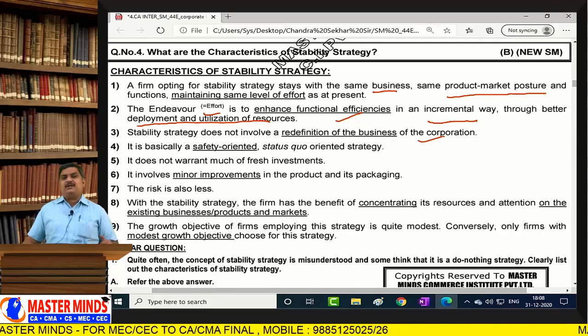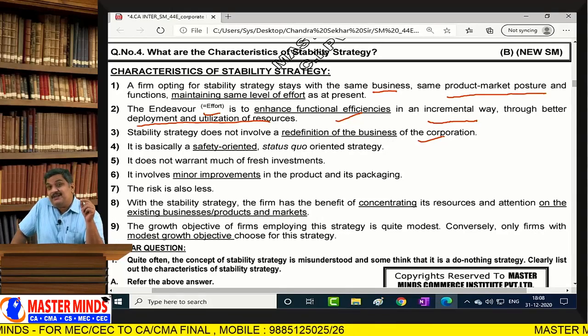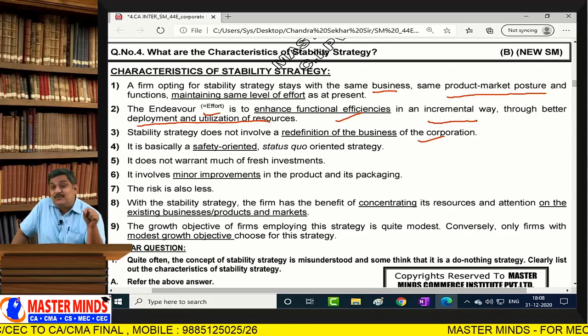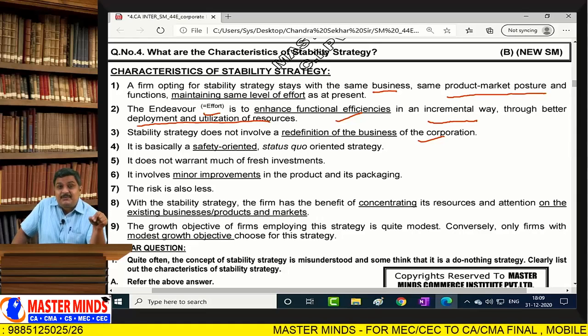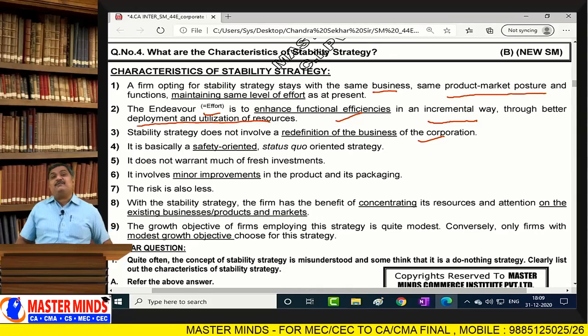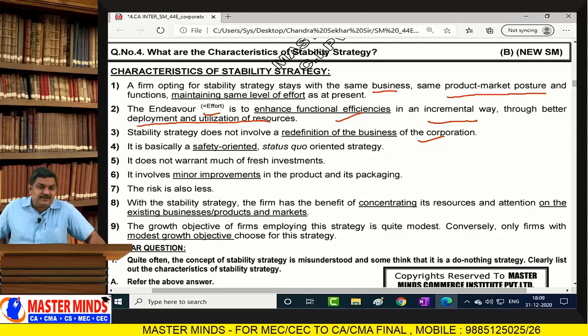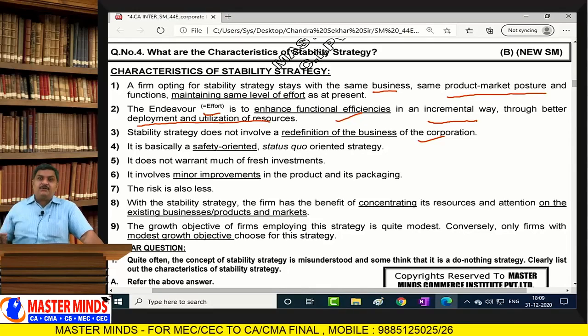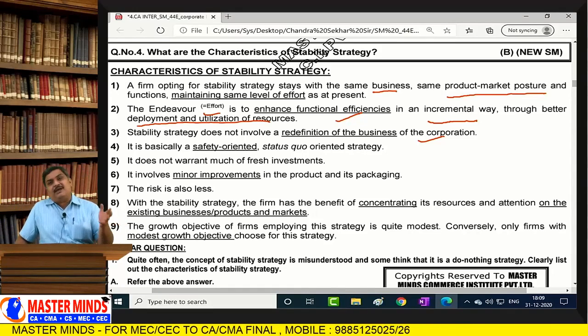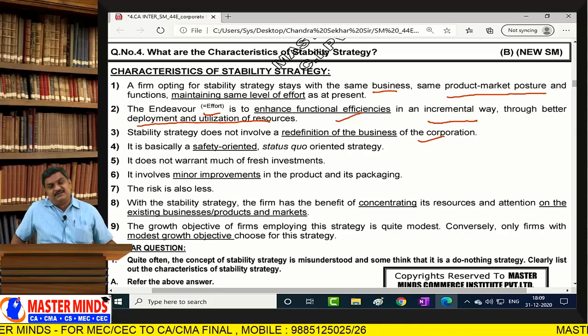See, I have already told you in expansion, when there will be redefinition? There will be redefinition only when you are trying something new, when you are going away from the current path and trying to tread in a new path. Then there will be redefinition of the business. But here in stability, we have decided to continue in the same path of the business. Then where is the scope for redefinition of your business? Redefinition comes when you are attempting something new. But here you are not attempting something new.